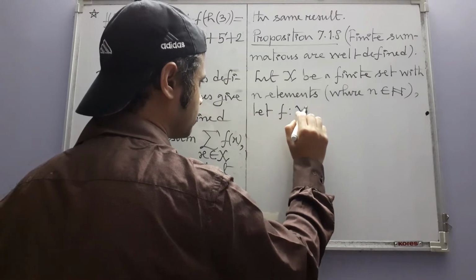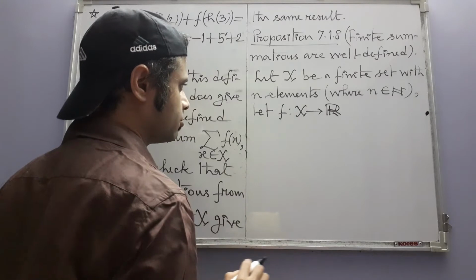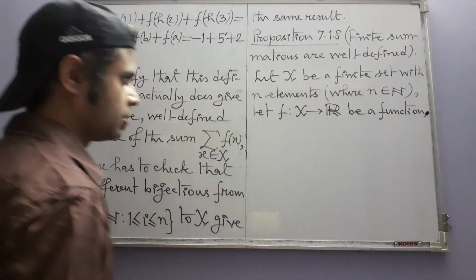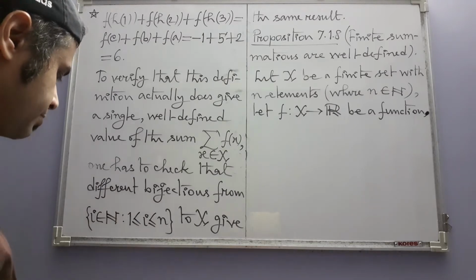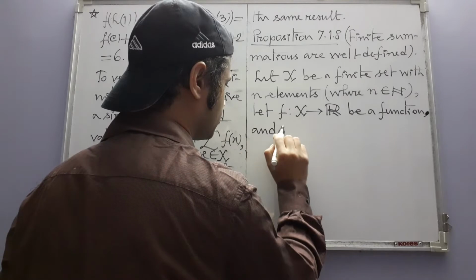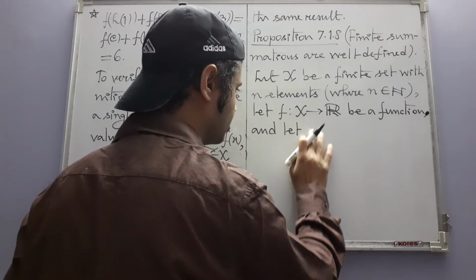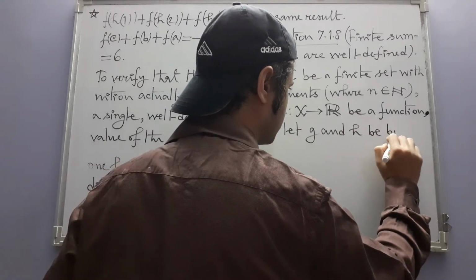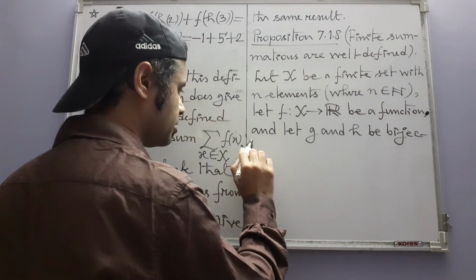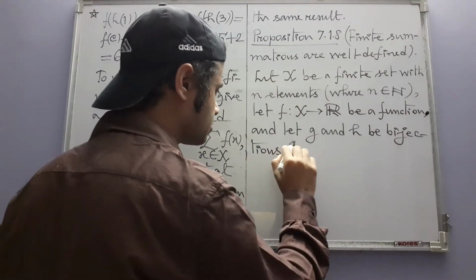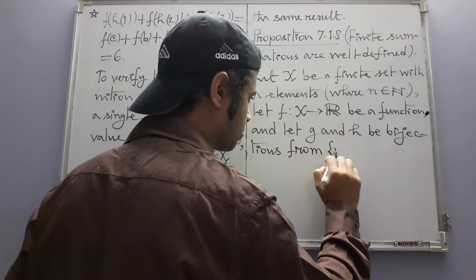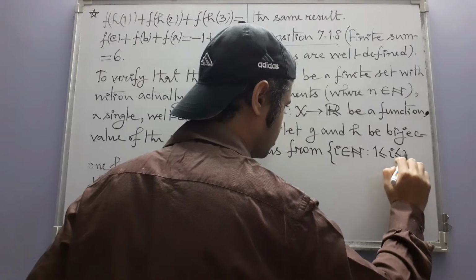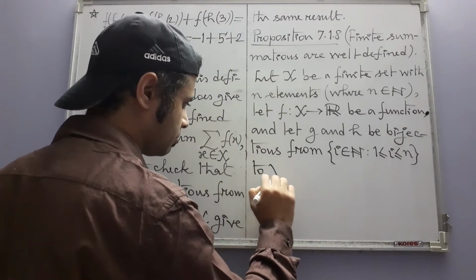Again, there is a function from X into the set of real numbers. Let f from X to R be a function, and let g and h be bijections, both bijections from this subset of the set of natural numbers to X.